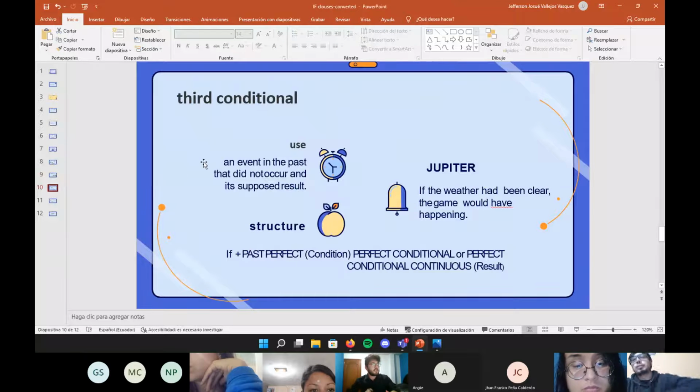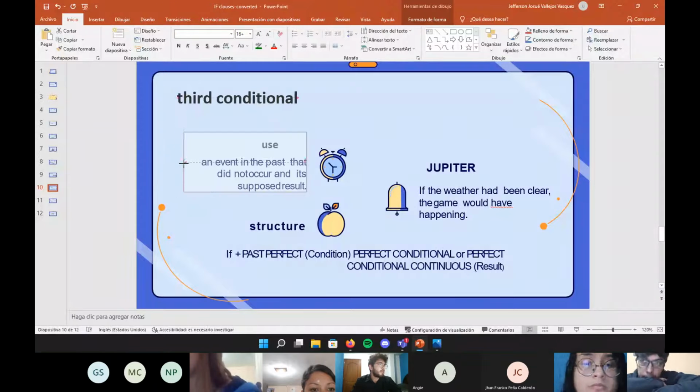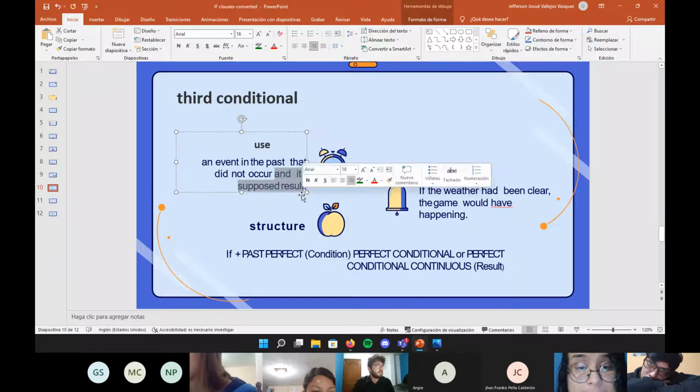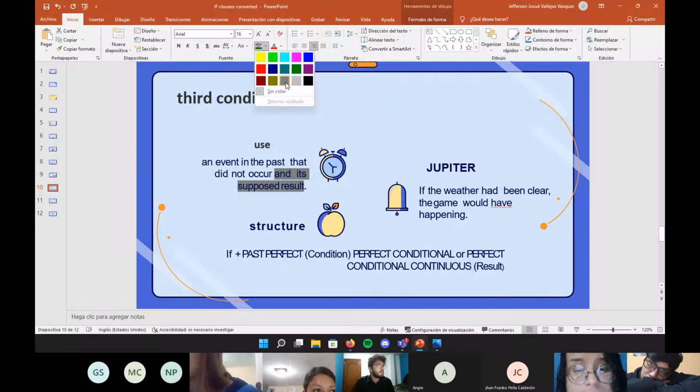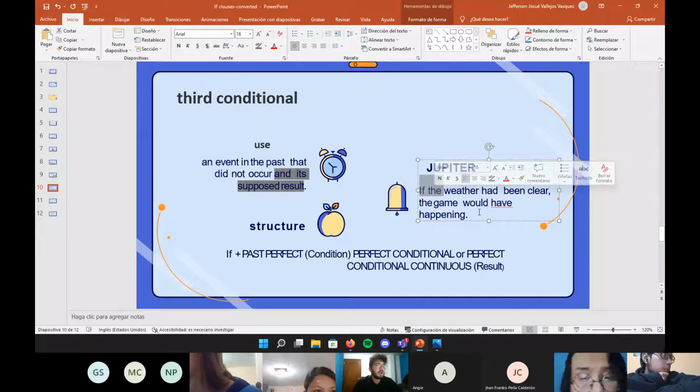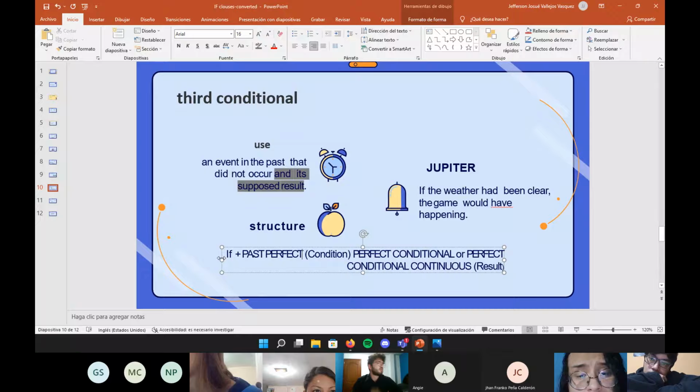Okay, let's see the third conditional. What is its use? It corresponds to an event in the past that did not occur, and its supposed result. In this case, the two parts of the sentence are things that did not happen. For example, if the weather had been clear, the game would have happened. Let's see the structure.